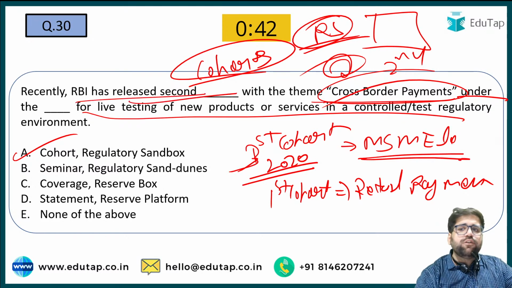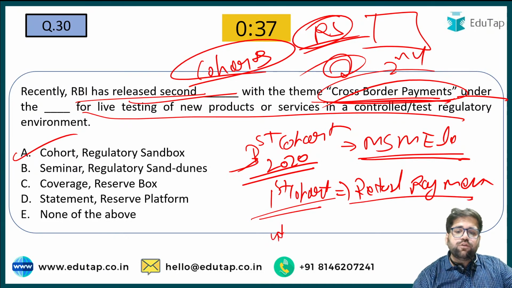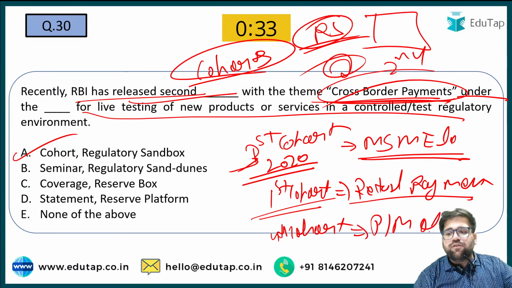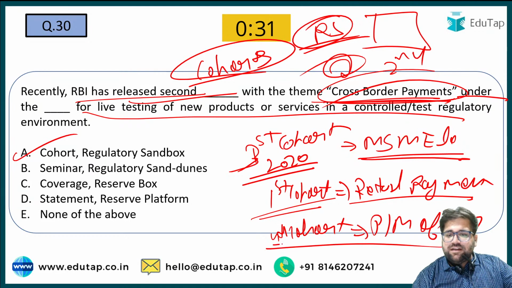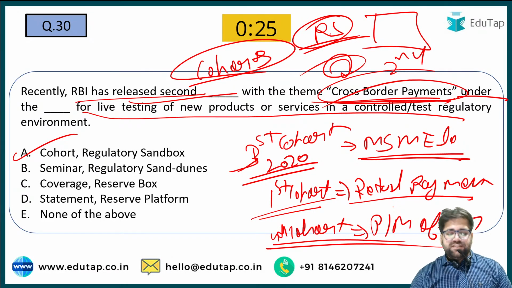The theme of the second cohort was cross-border payments. The theme of the first cohort was retail payments, and the fourth cohort was also in the news, which is prevention and mitigation of financial frauds. So this is directly news related to current affairs. And if you are not reading current affairs thoroughly, sorry to say, you are making a big mistake.